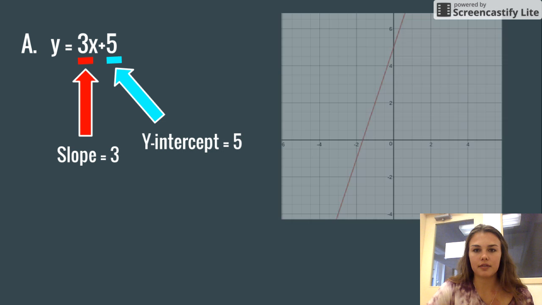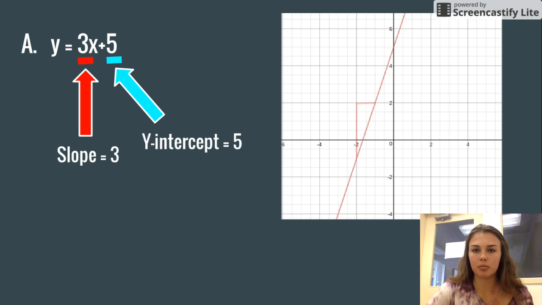If we were to graph this, for your slope, you would rise 3 and run 1, and your y-intercept would be 5 because it hits the y-axis at 5.